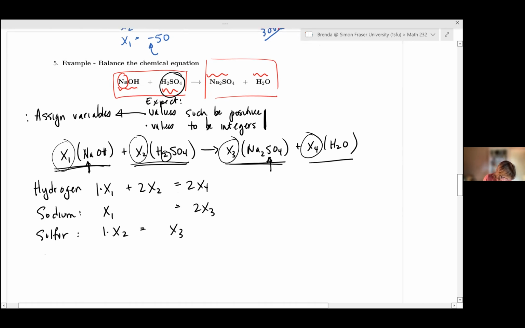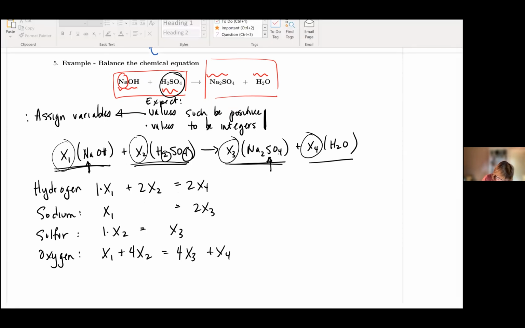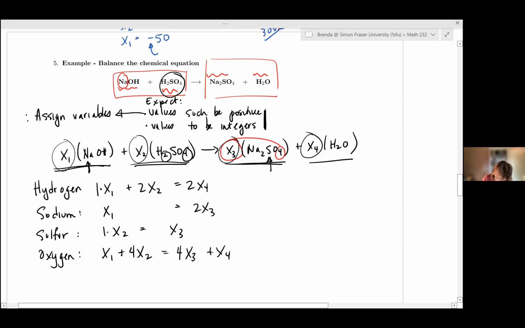And finally, the oxygen. That gives me x1 from the first term. Oh, and then we have something a little bit more exciting, 4x2. That 4 is this guy here, 4x2. And that is giving me 4x3 plus x4. So the 4x3 is here, 4 times x3, and then 1 times x4.